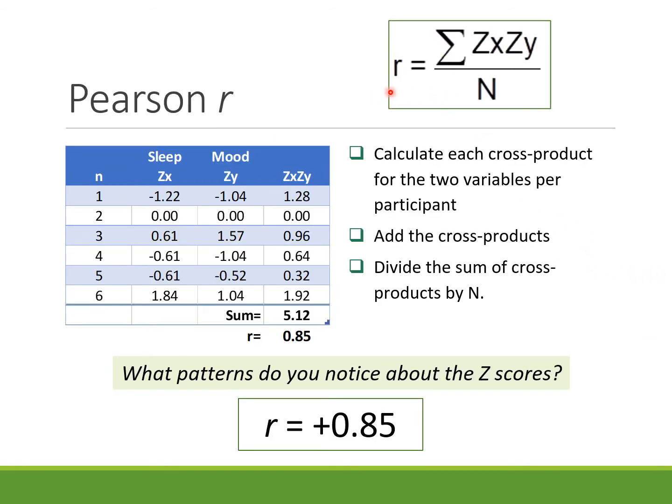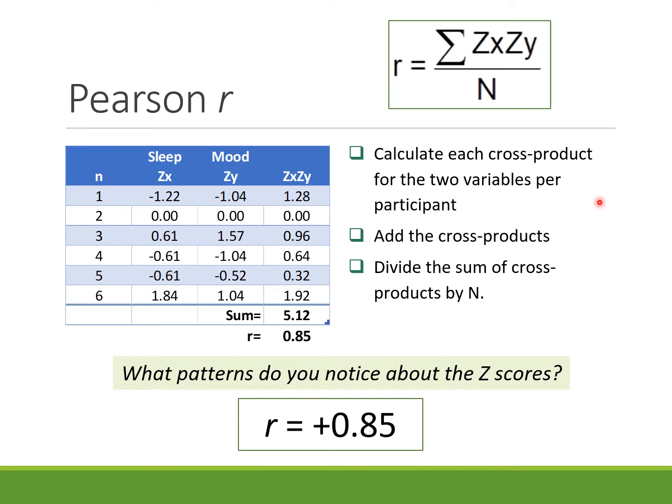So here's the formula. R equals the sum of the product of the z-scores for x and for y for each individual, all added together and divided by the number of participants. We have 6 participants. We have the sleep z-scores and the mood z-scores, and we just multiply them going across. So negative 1.22 times negative 1.04 is positive 1.28. 0 times 0 is 0. 0.61 times 1.57 is 0.96, etc. You can see these going all the way across.